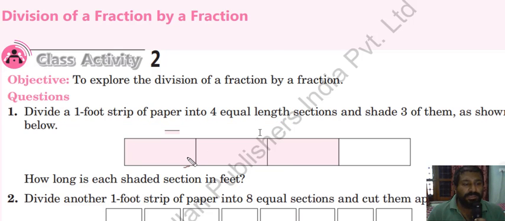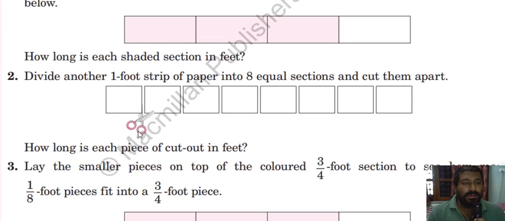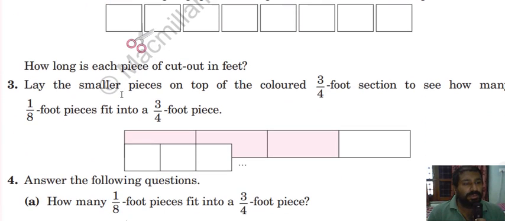Now we come to the next part. Again they have taken a 1 foot strip, and this time they have divided it into how many parts? 8 equal parts. They have cut the strip into 8 equal parts, you can see from here. Now they are asking how long is each piece that has been cut off. Definitely it comes out to be equal to 1 by 8.